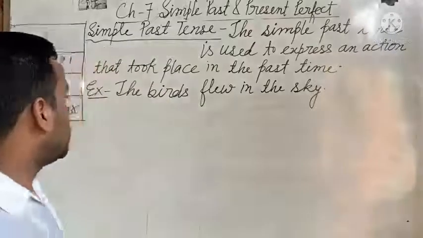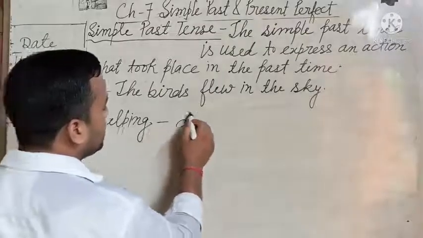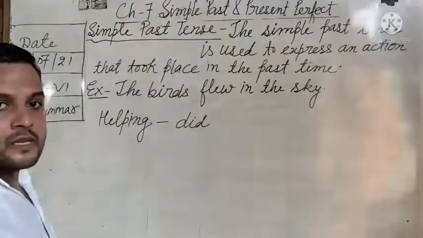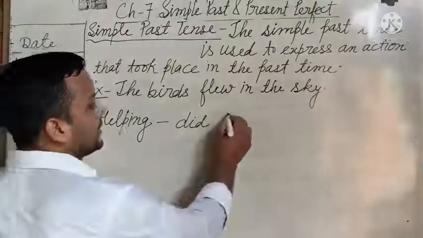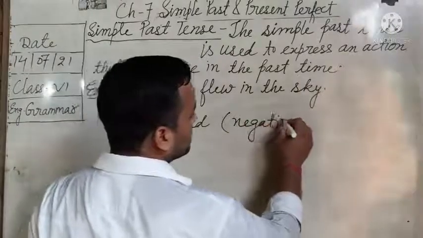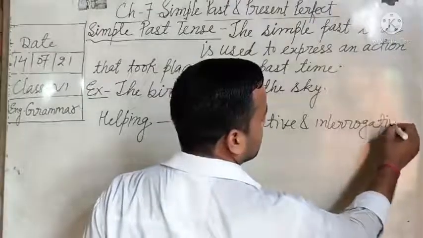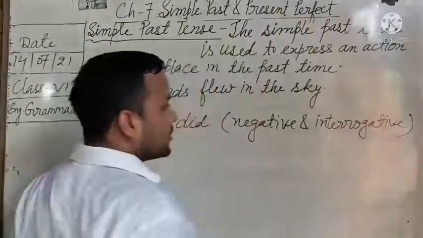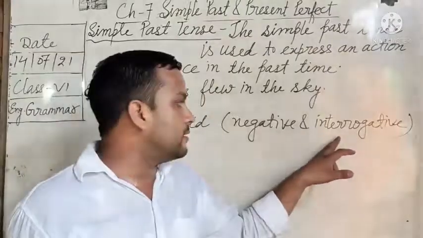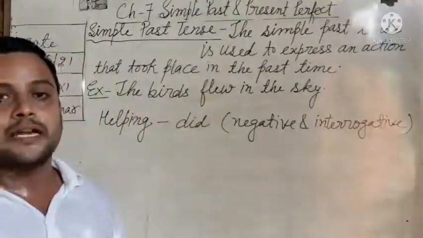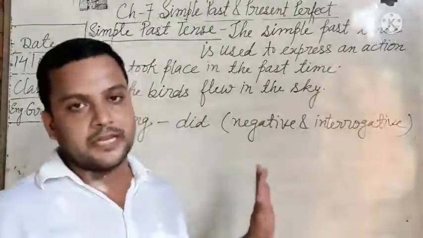Okay? Students, helping verb. The helping verb of simple past tense is did, and it is used in negative and interrogative sentences. The helping verb did is used in negative sentences and in interrogative sentences. When the sentence is assertive, when the sentence is affirmative, we never use did in an affirmative sentence.